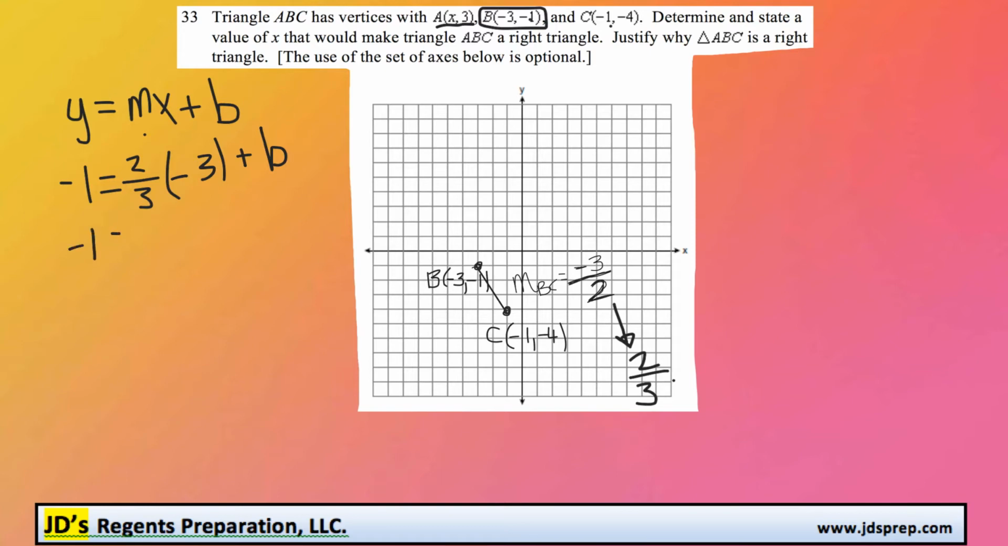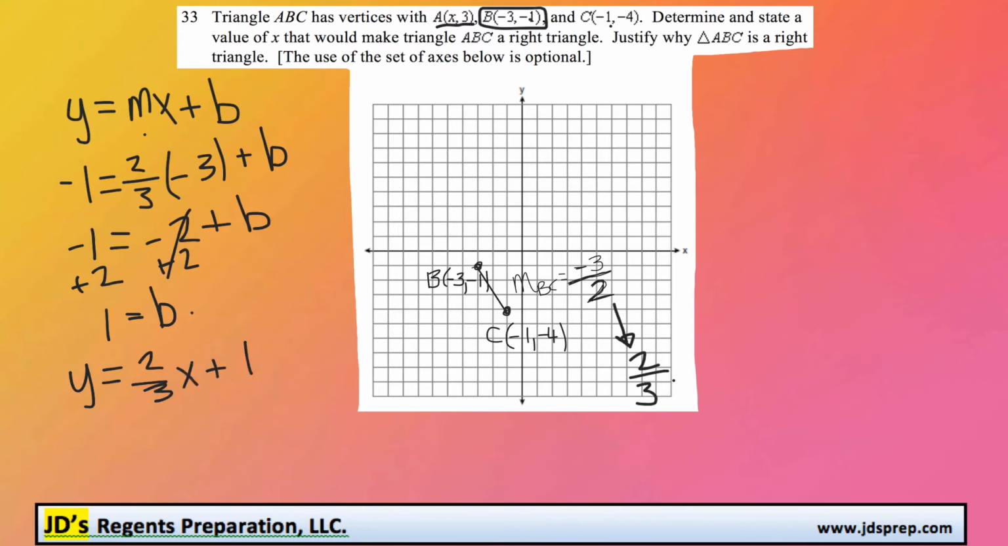But we can solve for it now because we're dealing with an equation with only one variable. So let's figure this out. 2/3 times -3 is -2. So this means b has a value of +1. Now we know the equation of the line that we want to create. It's y equals 2/3 x plus 1.